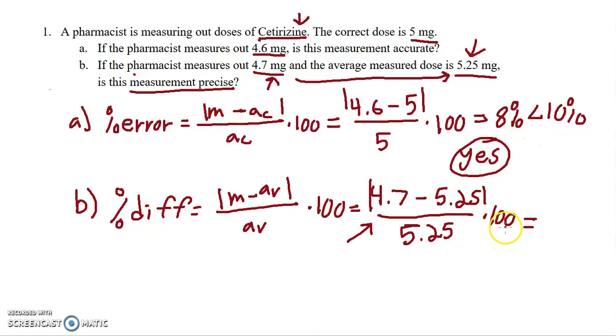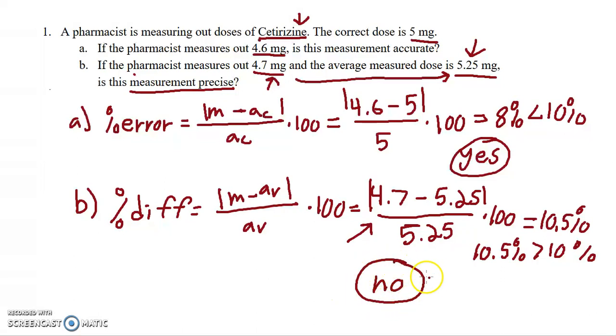So calculating all of this, it comes out to 10.5%. And that is greater than 10%. So no, this is not precise. This measurement was technically accurate. It was fairly close, but it's not precise because it's not close to the average measurement that's being taken.